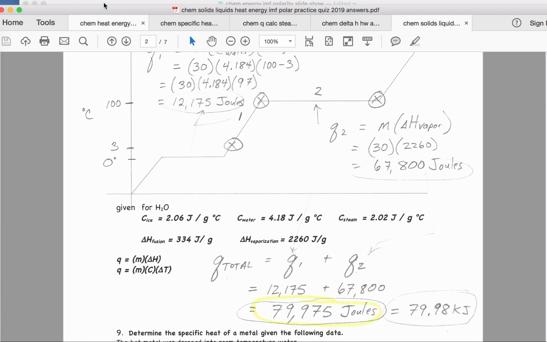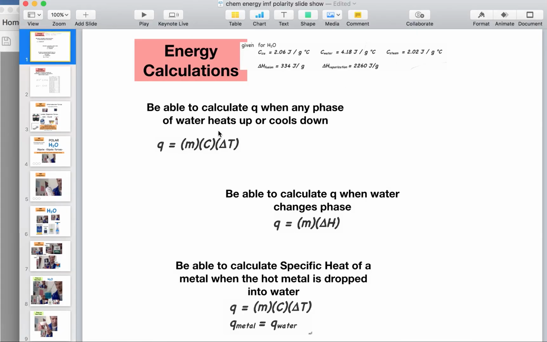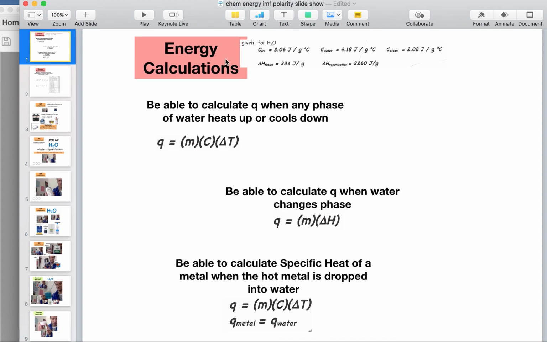So I think your quiz, it'll be set up the same way, where I'll have you move through maybe one section, maybe move through a couple of sections. And the other energy calculation we'll want you to do is find the specific heat of a metal. Let's go back to the practice quiz.